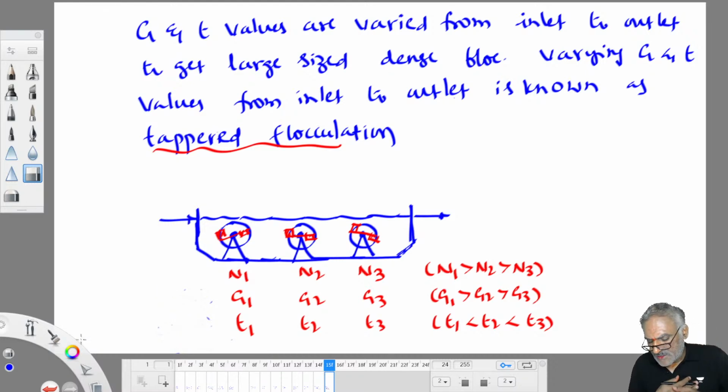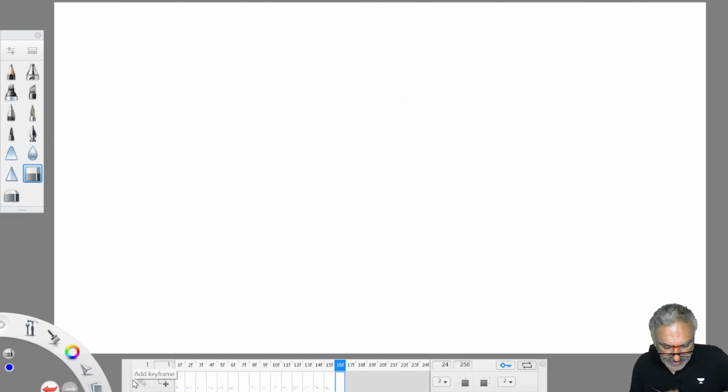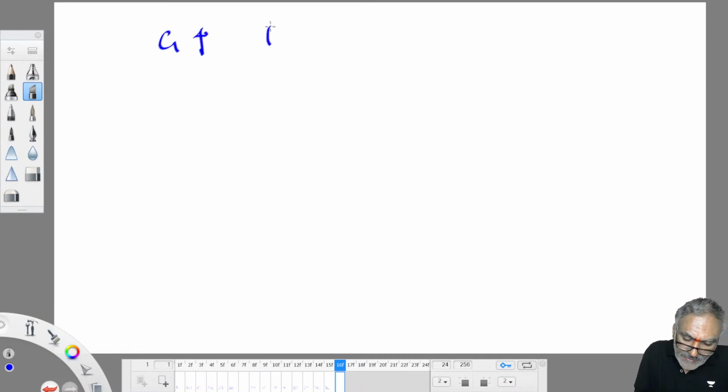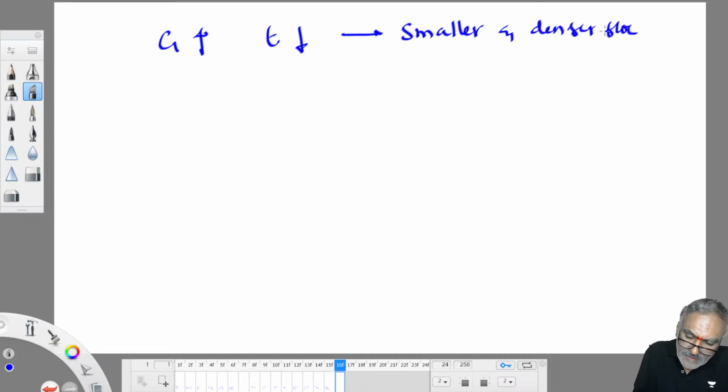So this much depth, generally they don't ask theory. Okay, anyway, one time in GATE exam they asked that question. So G value is very high and T value is very low. This combination produces smaller and denser flock. Whereas G value is very low, T value is very high, that produces larger and lighter flock.